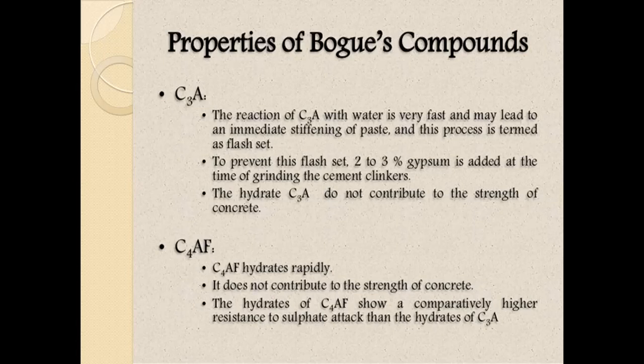So in the manufacturing of sulfate resisting cement, we can have the maximum amount of the compound C4AF, to make the cement more sulfate resisting. So these are the properties of the Bogue compounds.